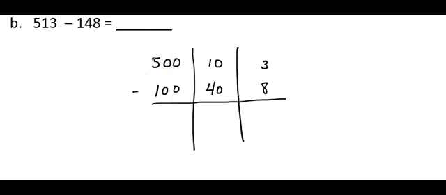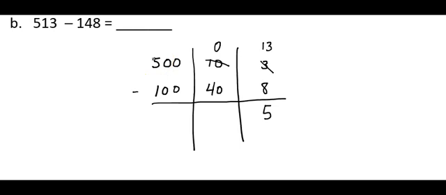Starting in my ones column, I need to subtract 8, but I only have 3. I'm going to go over to my tens column, and I'm going to take the 10 that is there, that leaves 0 tens. I'm going to decompose it into 10 ones. That gives me 13 ones altogether. Now I can subtract. 13 minus 8 is 5.